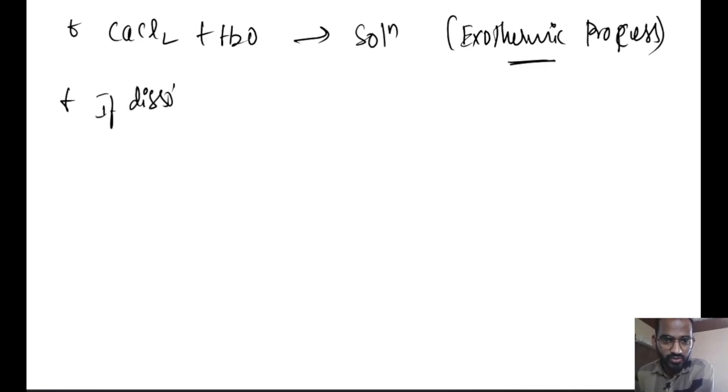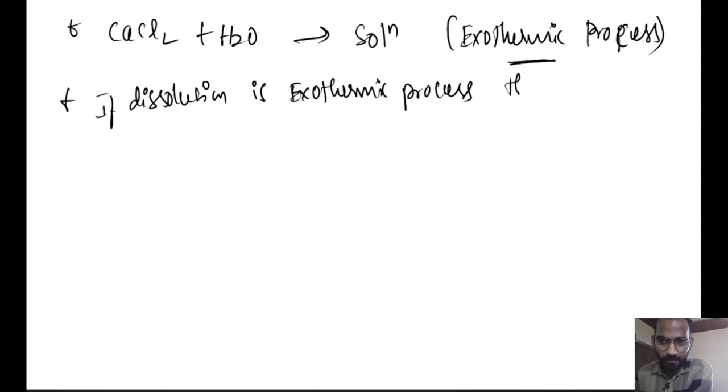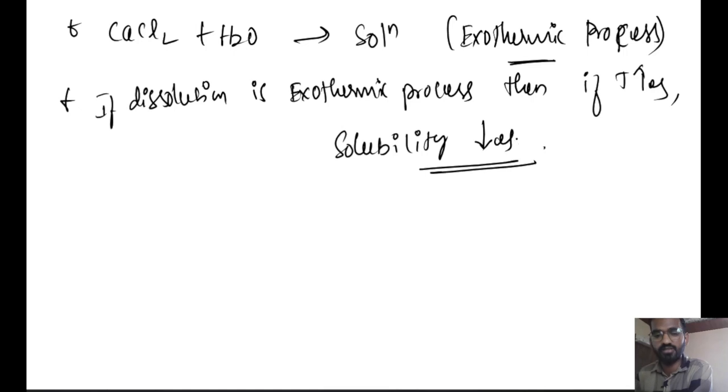Now if dissolution is exothermic process, then if temperature increases, solubility is going to decrease. Remember, if dissolution is endothermic process, then if temperature increases, solubility increases. If dissolution is exothermic process, then solubility decreases on increasing the temperature. So these two points are very important regarding solubility of salt or solubility of solid substances in water or in solvent. Understood, I hope. So this topic is understood for everyone.